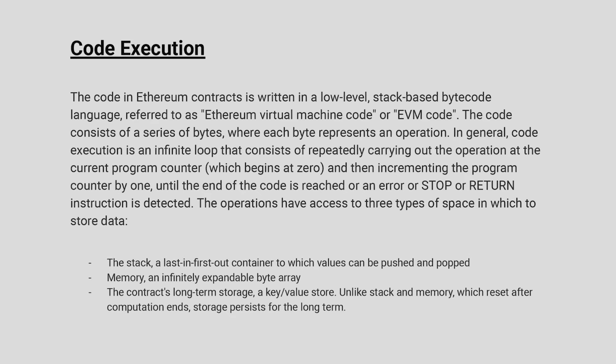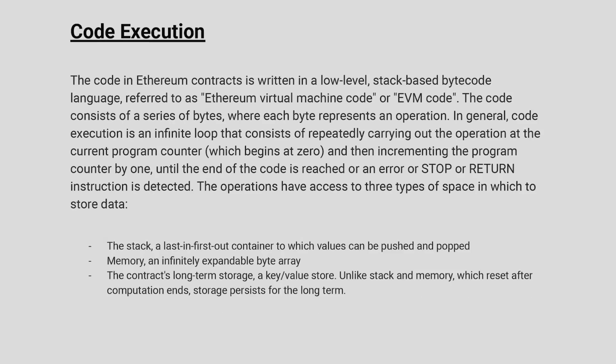The operations have access to 3 types of space in which to store data. The stack, a last-in-first-out container to which values can be pushed and popped. Memory, an infinitely expandable byte array. The contract's long-term storage, a key/value store. Unlike stack and memory, which reset after computation ends, storage persists for the long term.